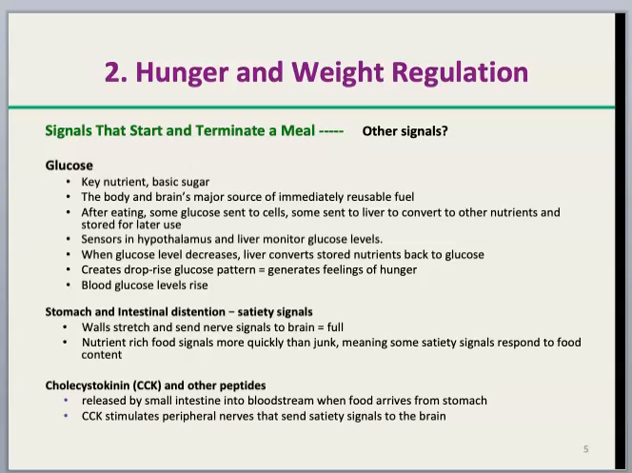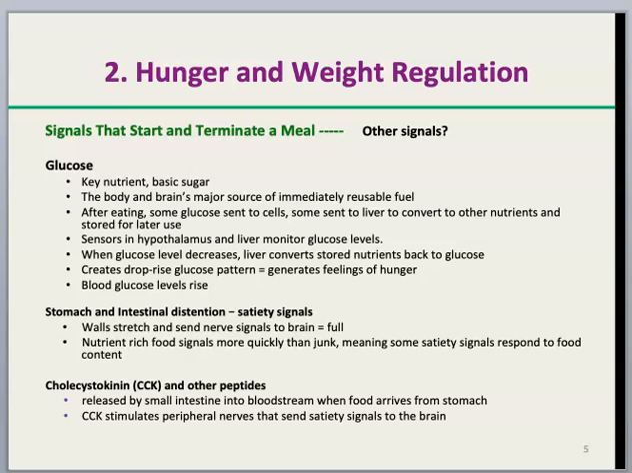So the same amount, right? So what that means is that some signals respond to the food content, not just that the food is there, but what is the content of the food. And if it's nutrient-rich food, it's going to signal the brain more quickly. So obviously you can eat a lot more chips and junk before your brain gets that signal than if you were eating a healthy meal.